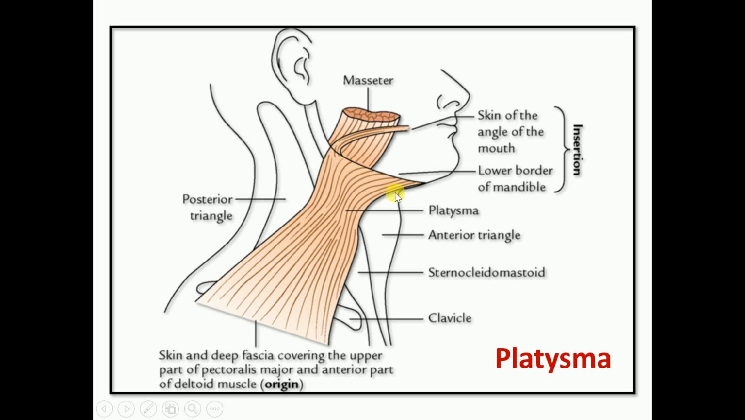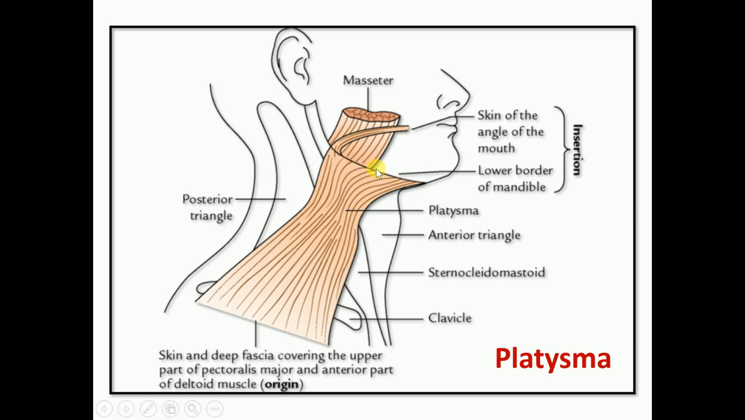While some anterior fibers decussate with the corresponding fibers of the opposite side and across the midline for about 2.5 centimeters below and behind the symphysis menti, most of the fibers are inserted into the lower border of the body of the mandible.